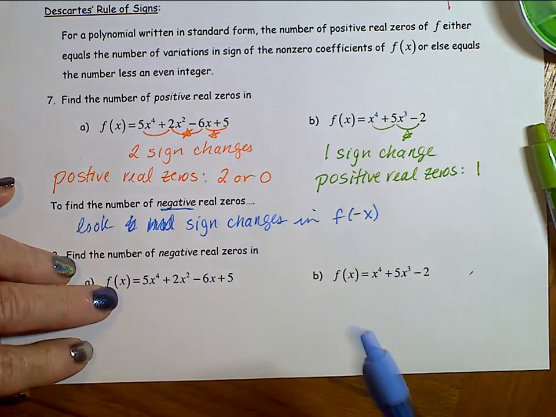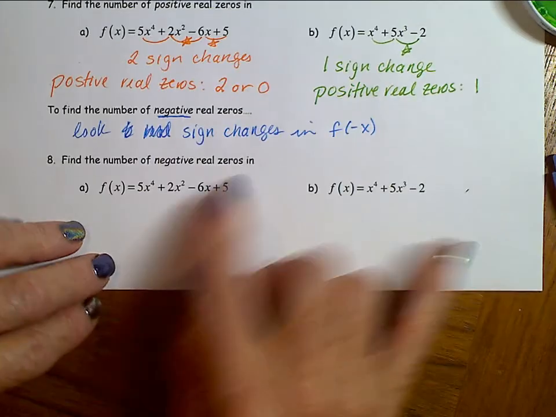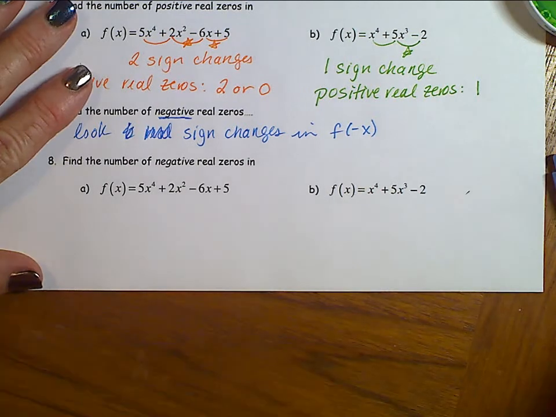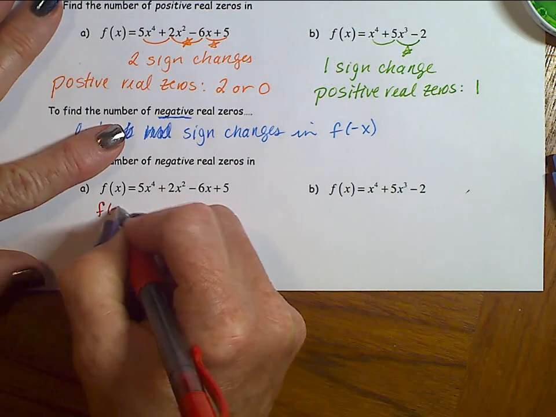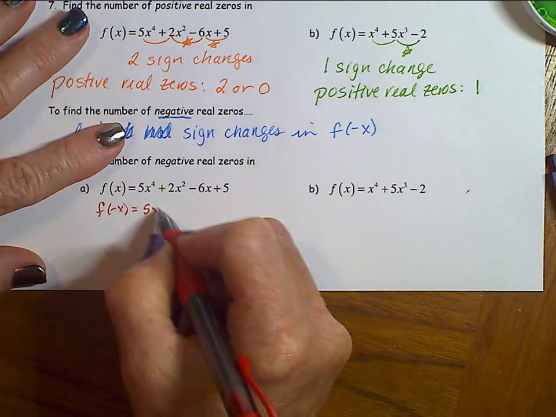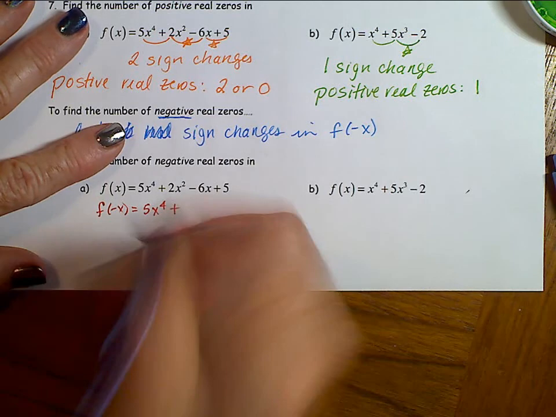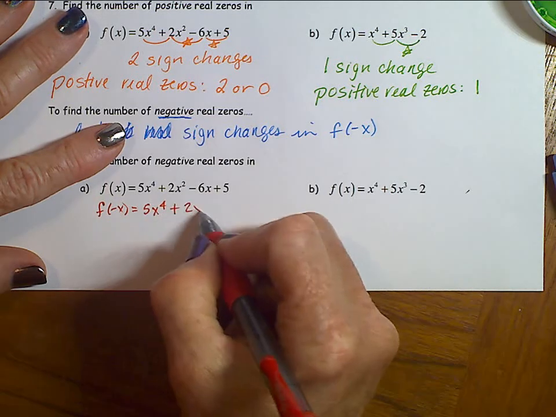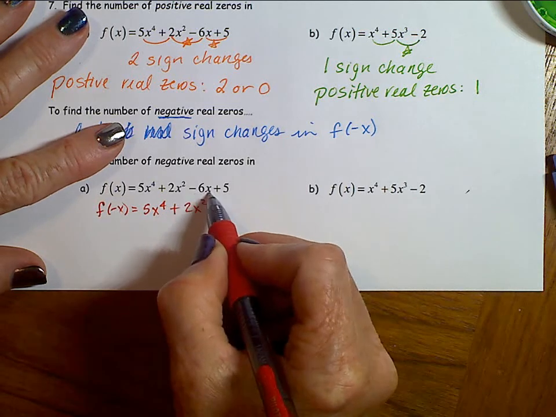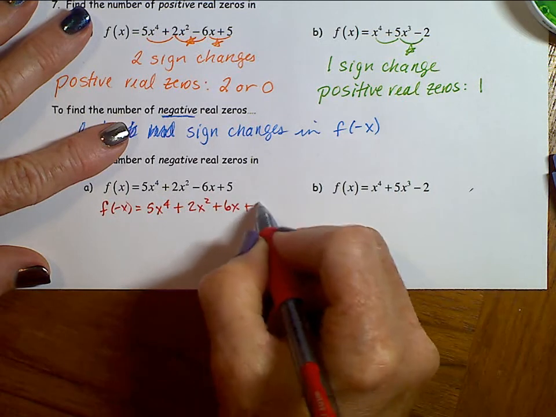All right, so let's come down here and let's find the number of negative real zeros in each of these functions that we looked at up here. So the first thing that we'll need to do is we'll need to find f of the opposite of x. That's going to be 5x to the fourth, that won't change. Plus, if I put an opposite x in here, that won't change. That's a 2x squared. Oh, but this minus 6 times an opposite x, that's going to turn to plus 6x plus a 5.